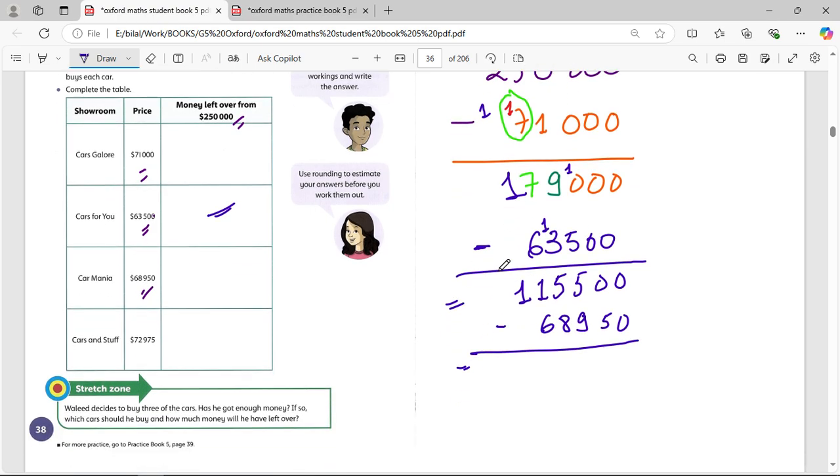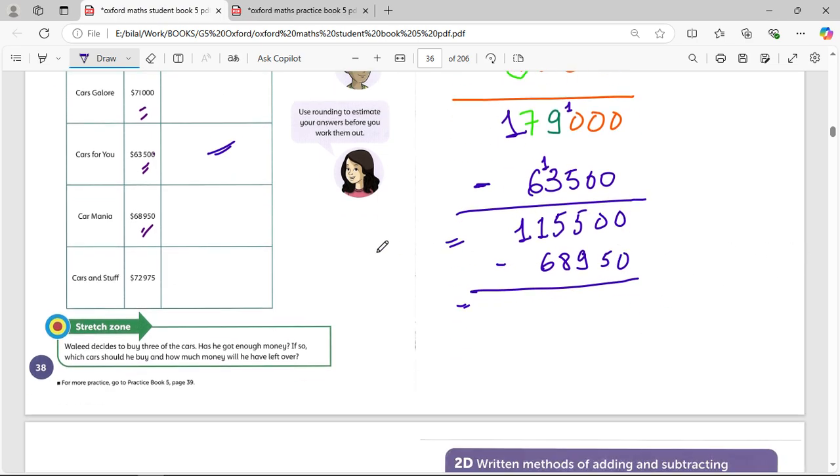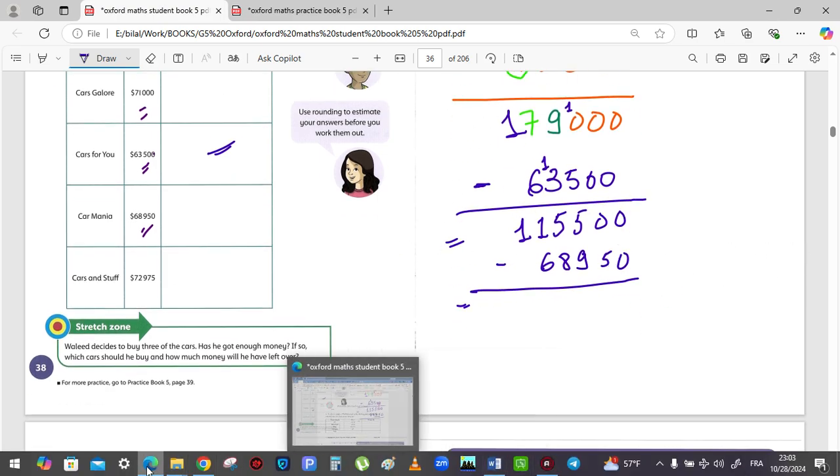Okay, the last one. So this one I'm not going to solve it the same way, and you keep going on the same way. Okay? Alright. The next lesson.